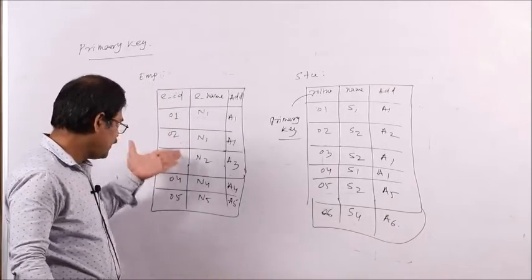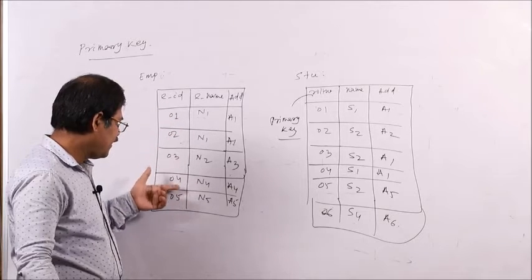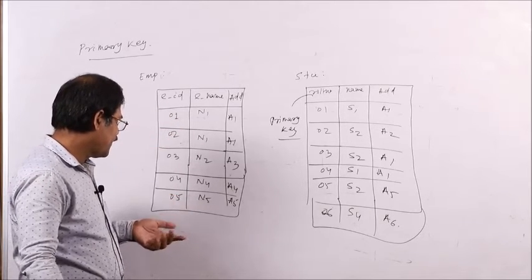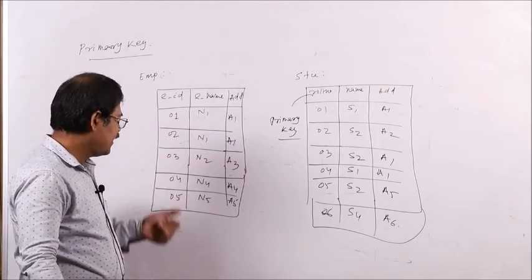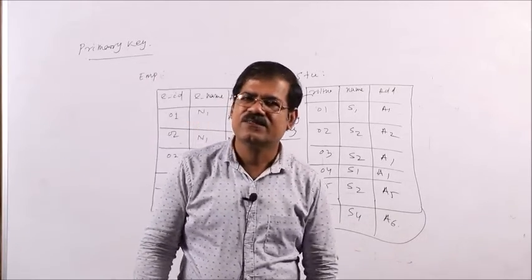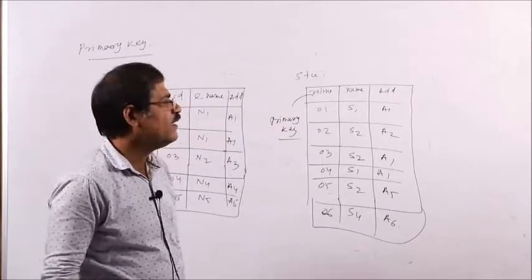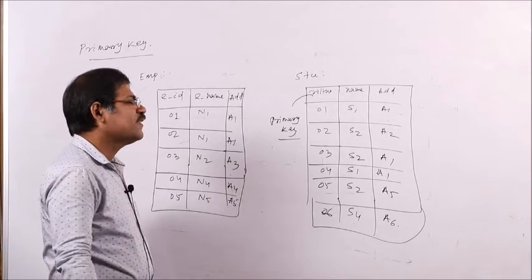Similarly, in this table, which field is a primary key? Employee ID. This is unique, no value is duplicated, while name and address are duplicated. So, employee ID is unique, and in a student table also the registration number is a unique field that is not duplicate. So, what is the condition?